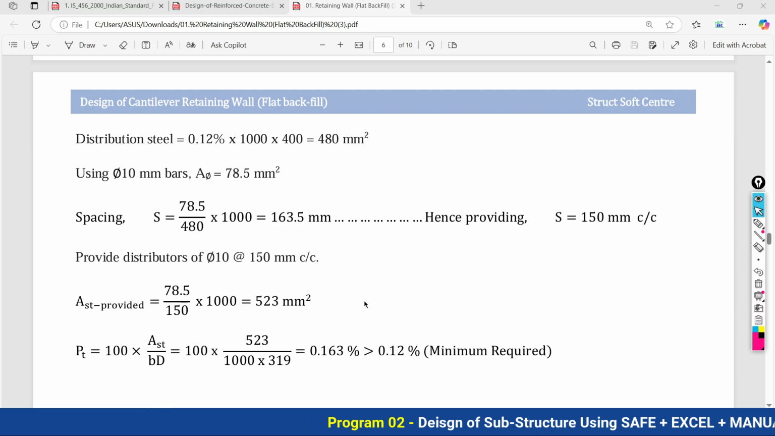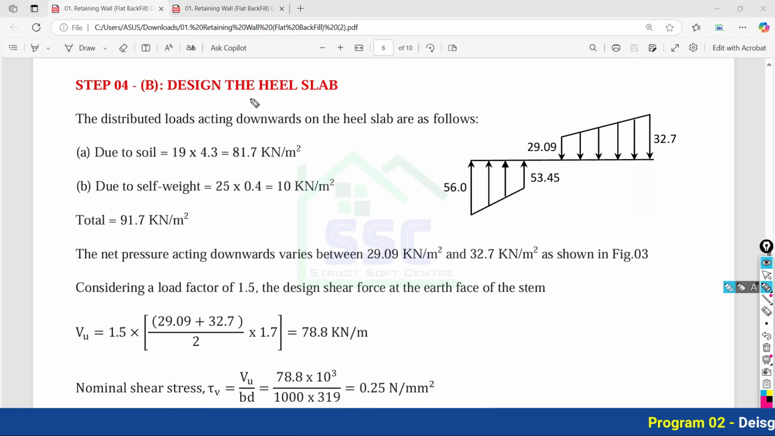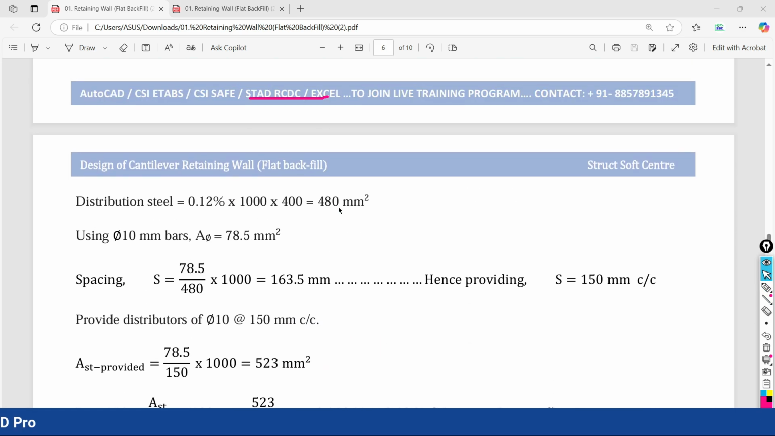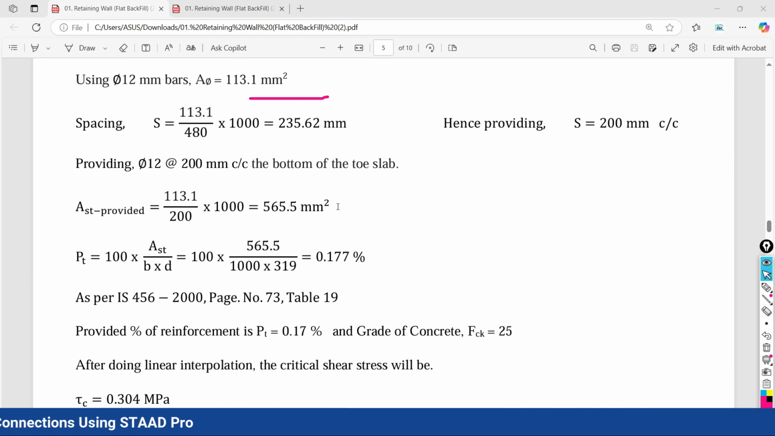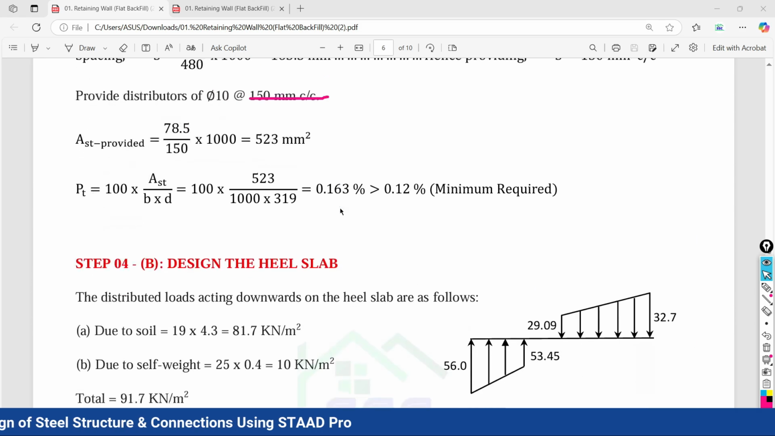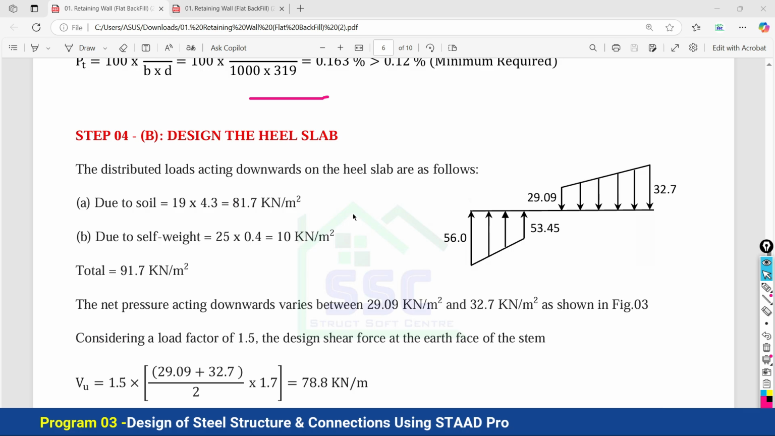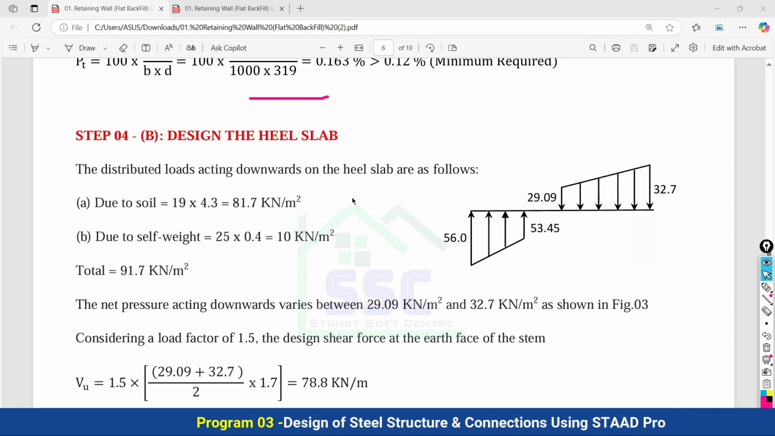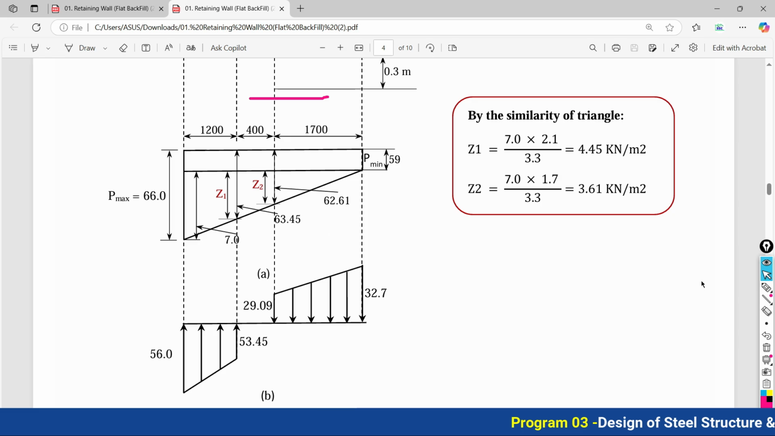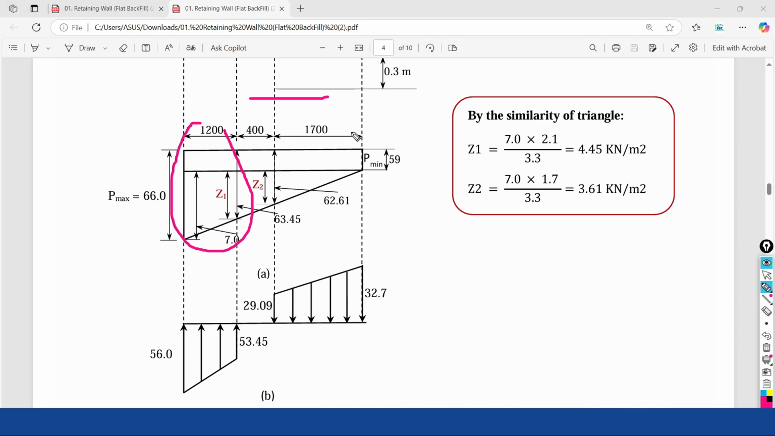Now next we are going to design the heel slab. Let's start the design of the heel slab, and for the purpose of designing of the heel slab we have to follow the same procedure as we have done for your toe slab. So first of all we need to calculate the net pressure that is going to develop at the heel slab of the base of your retaining wall. So for that the calculation we already have done for the toe portion, and now we have to look at the portion of the heel.